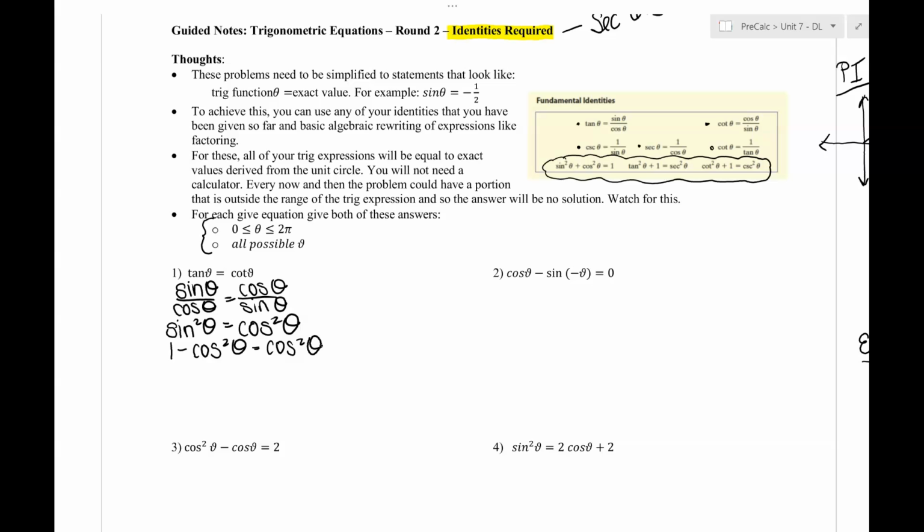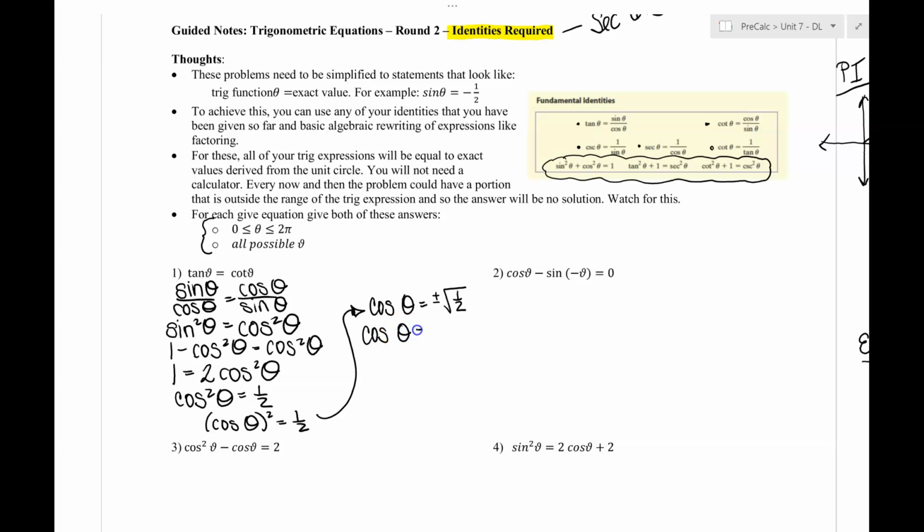So I'm going to get my cosines on the same side. I just add, so 1 is equal to 2 cosine squared theta. I can do that because they're both squared. Then if I divide by 2, I end up with cosine squared theta is equal to 1/2. Now, cosine squared theta is the same as cosine of theta squared. I'm trying to solve for theta, so I'm going to take the square root of both sides. That means the cosine of theta is equal to plus and minus the square root of 1/2, which we know the square root of 1 is 1, and the square root of 2 is the square root of 2, but then we would rationalize. So we are solving the cosine of theta for plus and minus rad 2 over 2.